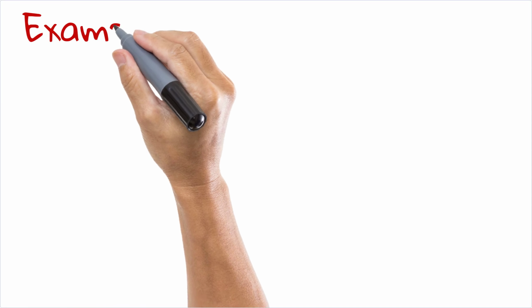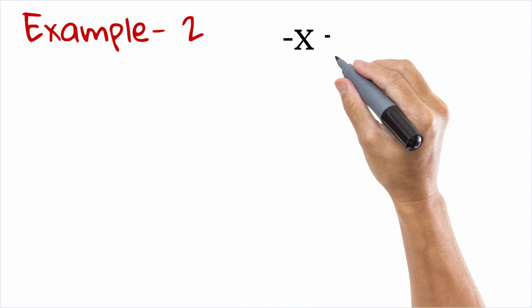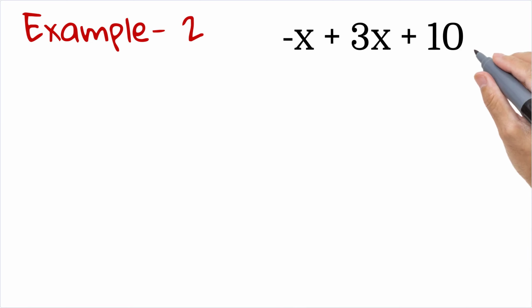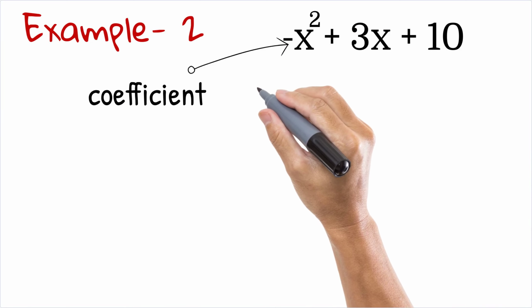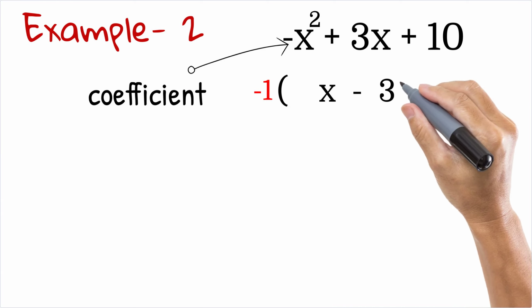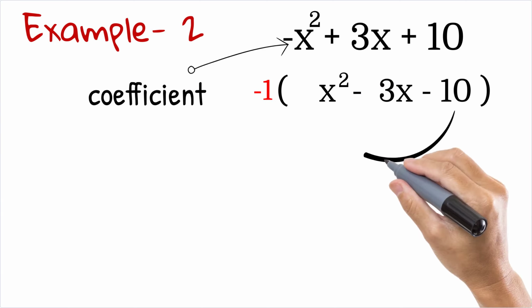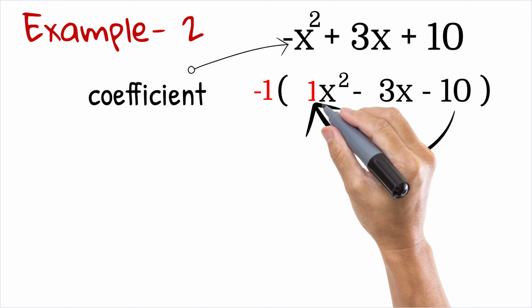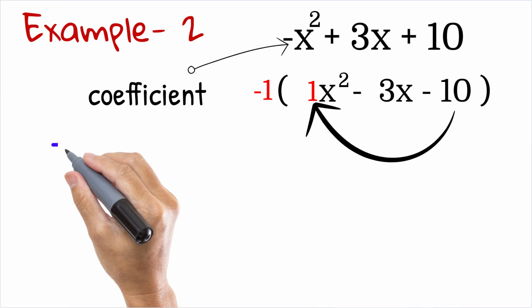Example 2. Find the factors of the polynomial. The leading coefficient is minus 1 here. Consider minus 1 as a common factor and simplify the equation. Now find the factors of the equation. Minus 10 times 1 is minus 10. Now find the factors of minus 10.